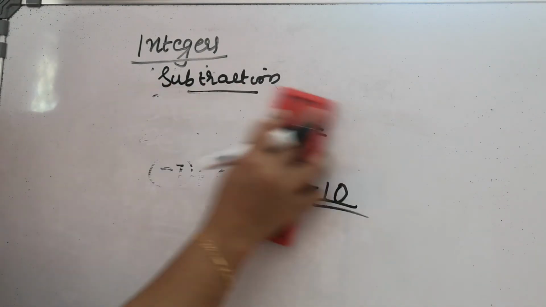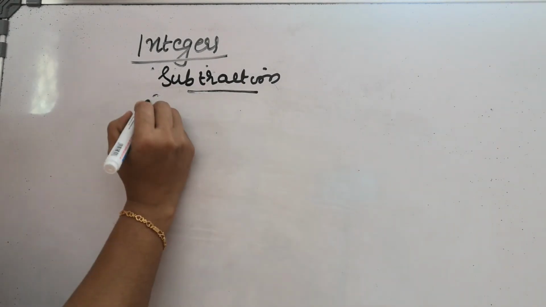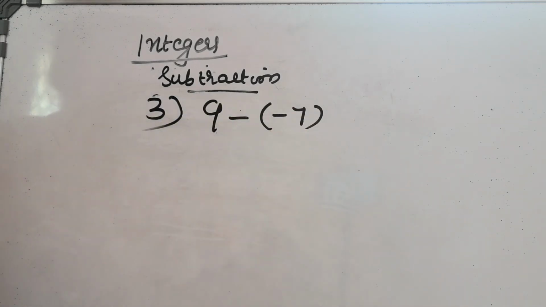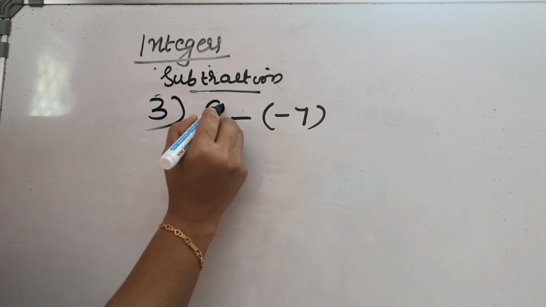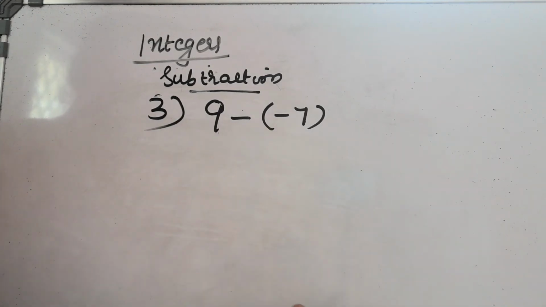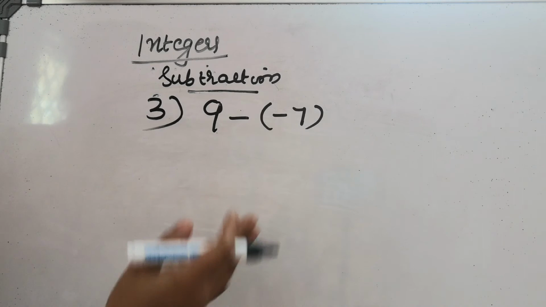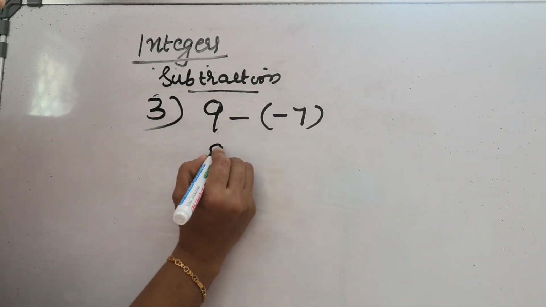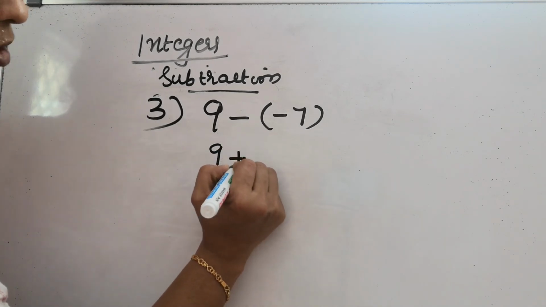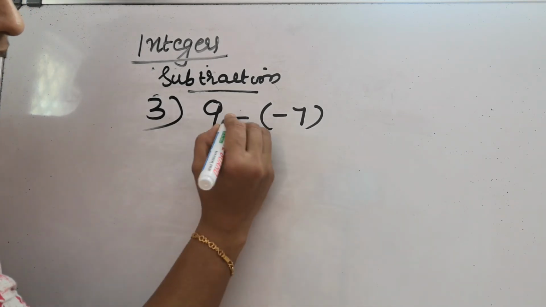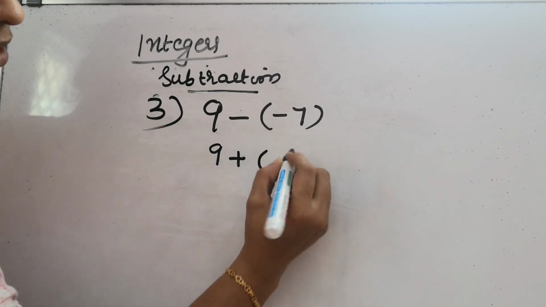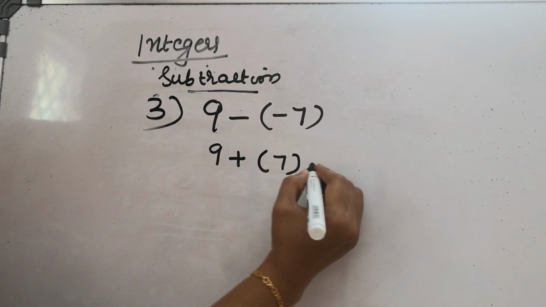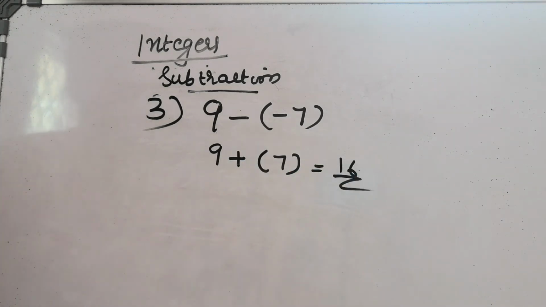Okay, so our next question is 9 minus 7. Here 9 is a positive number and 7 is a positive number. So we use the same procedure of the additive inverse. The next step is to find the additive inverse. So you write 9, put the positive sign here, and the additive inverse of 7 becomes negative 7. Then we have to add 9 plus 7, that is equal to 16, and that is our answer.